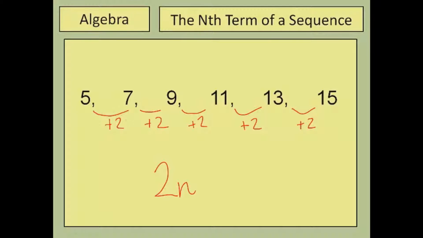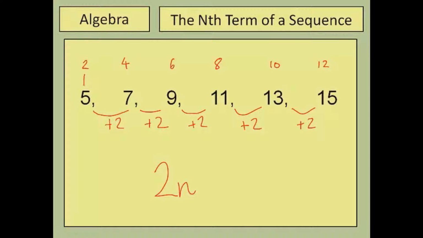Now this sequence here isn't 2n, because the 2n sequence is the 2 times table, but this starts with 5. So what we do is we write the 2 times table above the sequence, 2, 4, 6, 8, 10, and 12, and we say how could we get from this sequence, the 2n sequence, 2, 4, 6, 8, 10, 12, to our sequence, 5, 7, 9, 11, 13, 15?